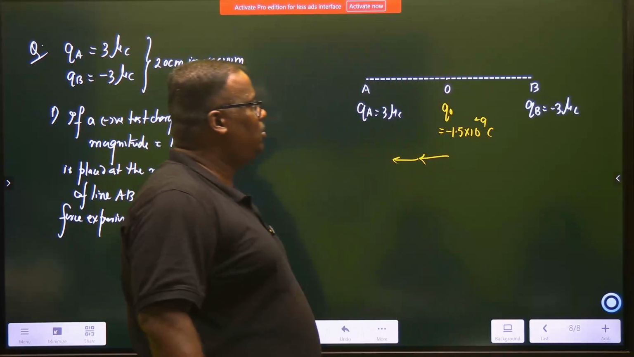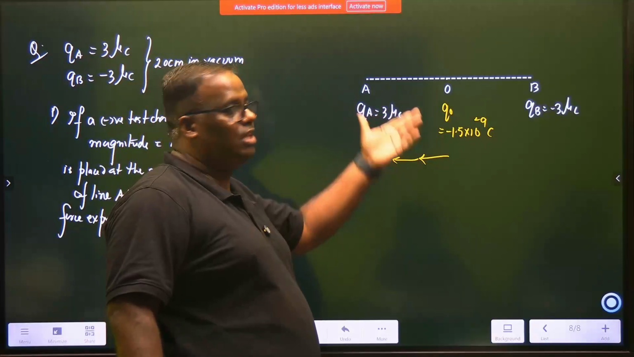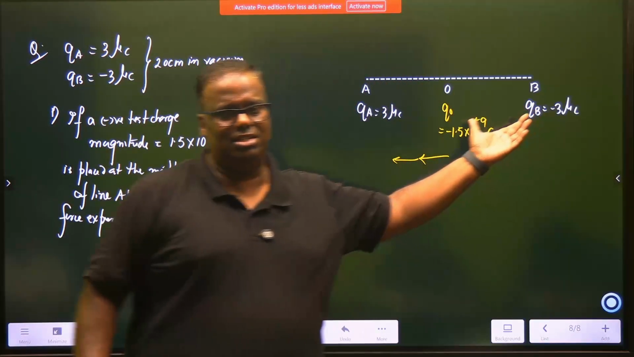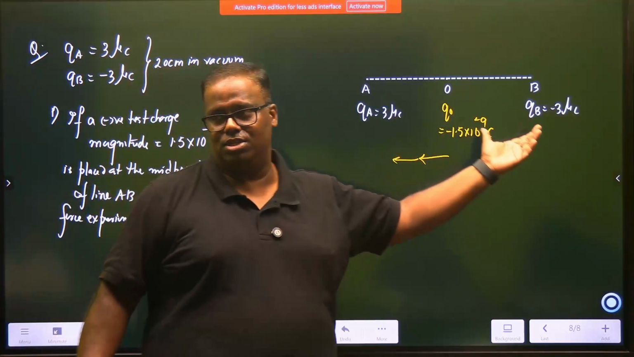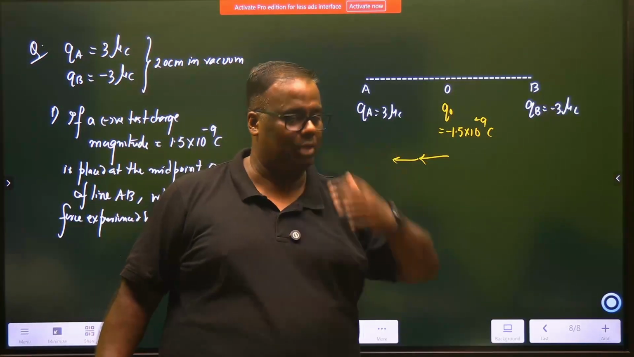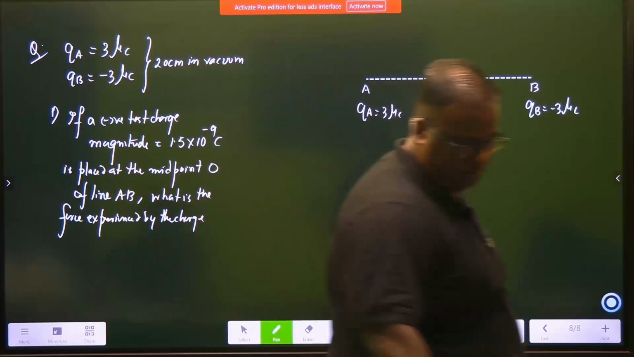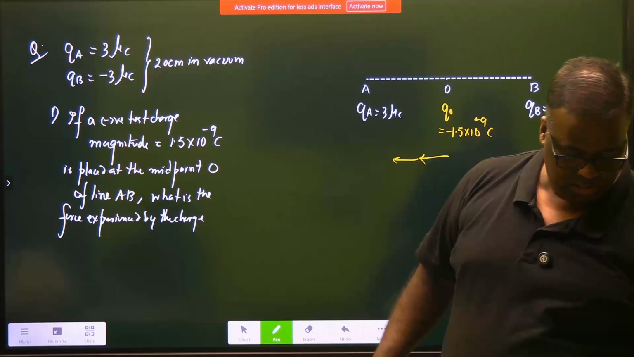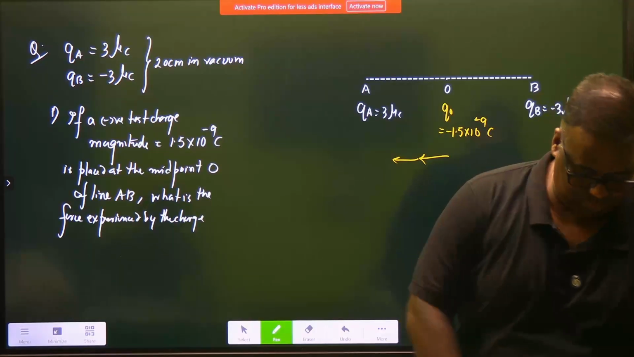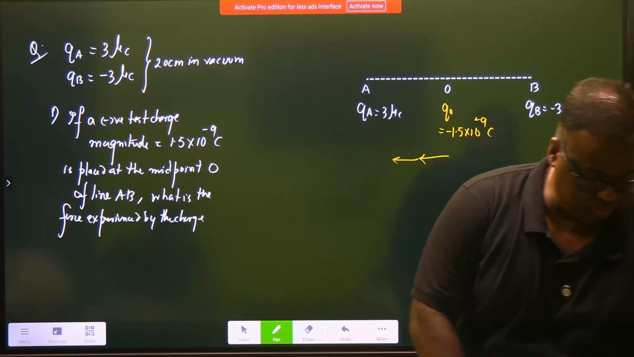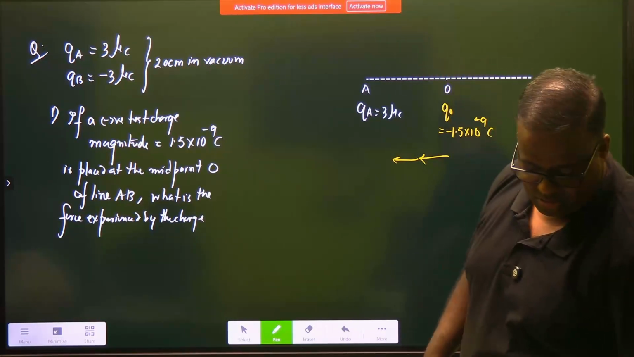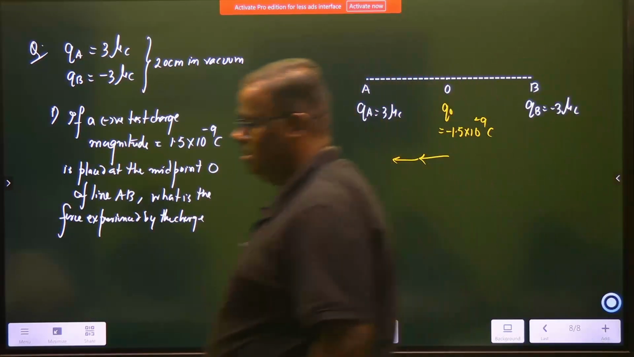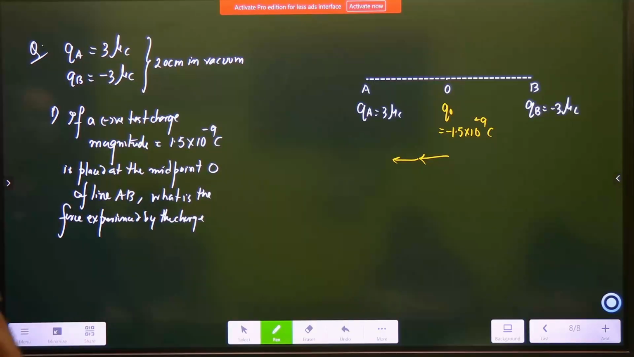Can you calculate now? First calculate the system with QA. Whatever the charge here, you need not calculate this, because this will be the same force magnitude, coming this side. After this, in just 1 minute, let's do the superposition theorem. This problem was based on that only. Will you be able to do this on your own?